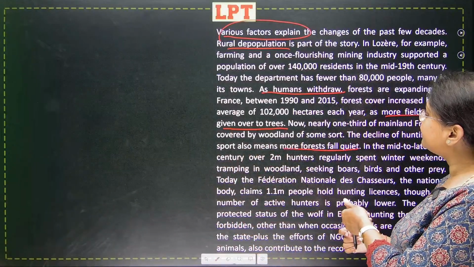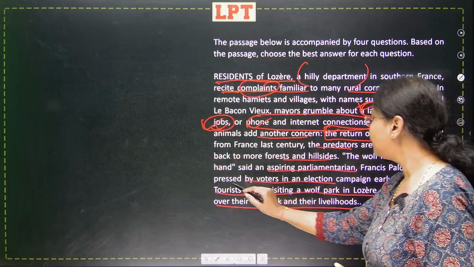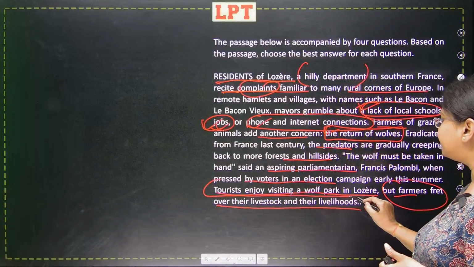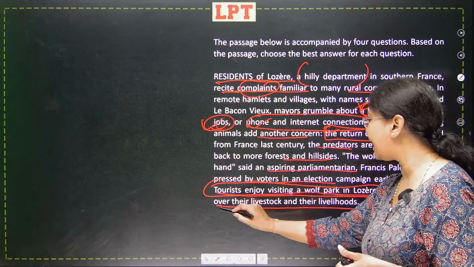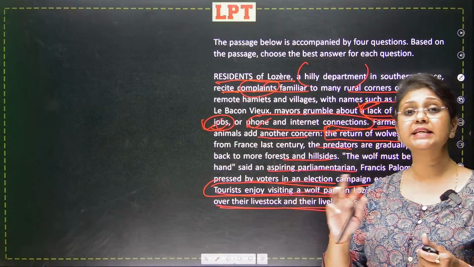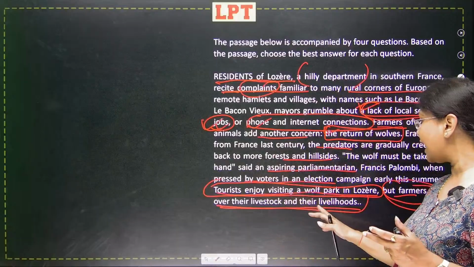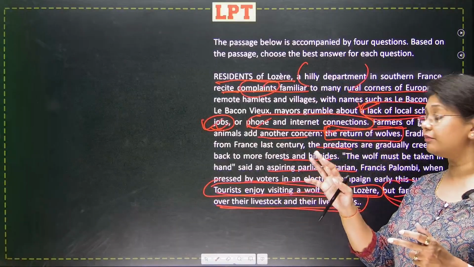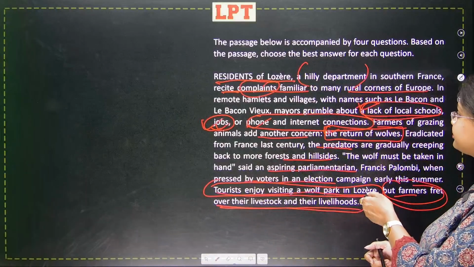If you go further, if you look at this part here, it says tourists enjoy visiting a wolf park in Lozère, but farmers fret over the livestock and their livelihood. So there is a difference of opinion in terms of how tourists look at it and how it affects the livelihoods of the farmers and so on. Let us look at the question now.